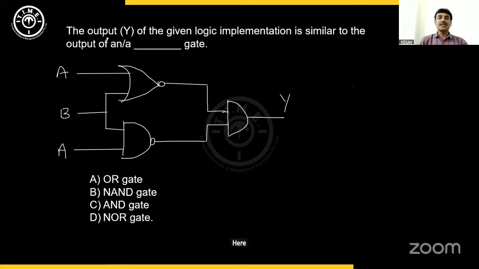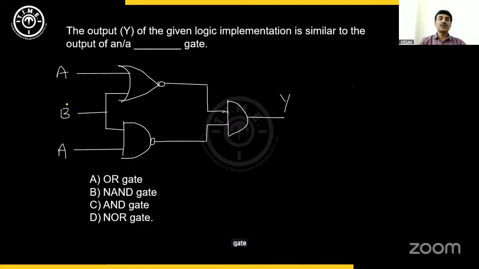Now, let's have a look at some NEET questions based on these concepts. Here is the first question that appeared in recent NEET entrance. The output Y of the given logic implementation is similar to the output of a gate: OR gate, AND, NAND, or NOR. So this output is similar to output of which gate?